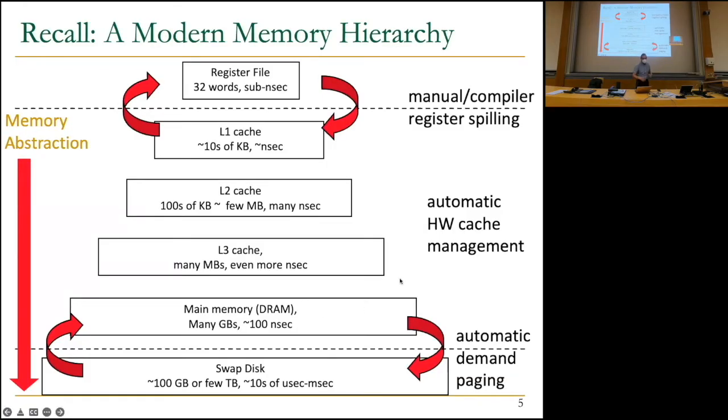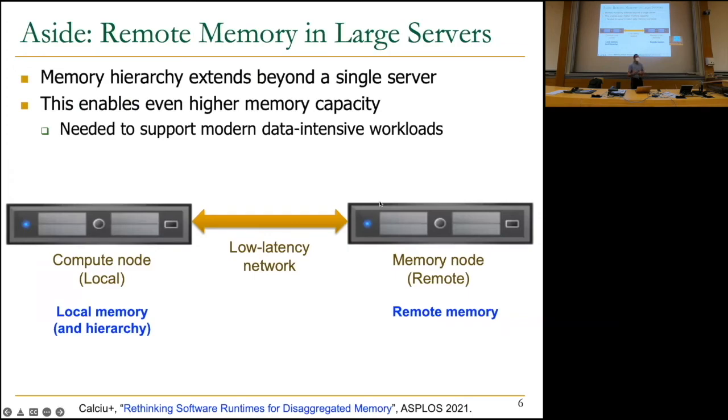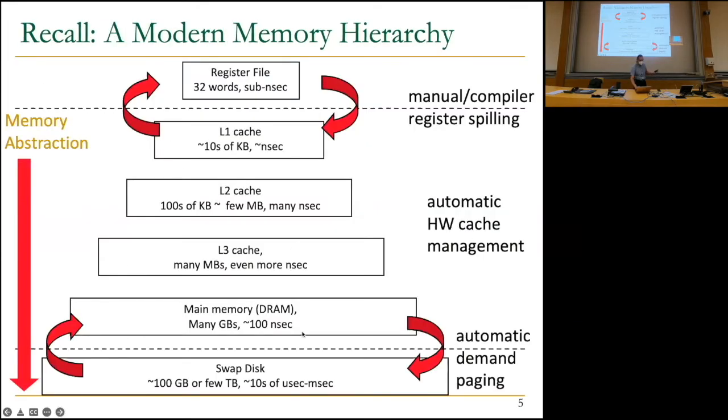As I mentioned last time, but I didn't show you a picture, maybe I'll show a picture right now. The memory hierarchy actually extends beyond the single server today, because especially if you look at large data-intensive applications that are run on data servers, you really need so much memory capacity that you cannot fit that on a single server, single node. So what people do is they design special servers just for memory. These are called, for example, memory nodes, as you can see over here. And this enables even higher memory capacity. And now you actually have the local memory over here and the hierarchy, just like something like this.